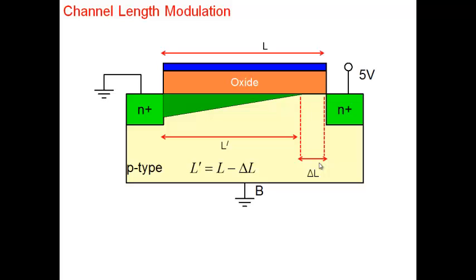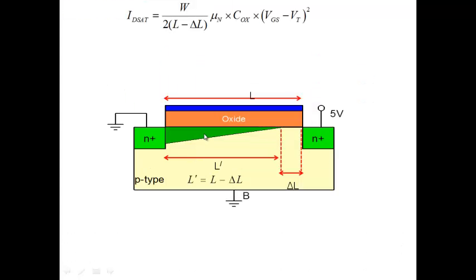So your current expression now remains the same, except that you don't take L, you take this as the channel length here, which is L dash. All right. And as we apply higher and higher voltage here, this point shifts further and further to the left. And you know that L dash will become a little bit smaller and the current increases here. Right.